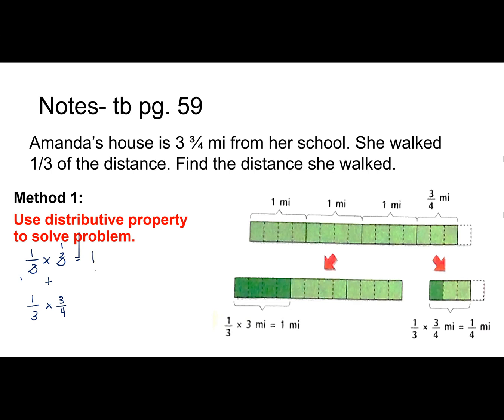Cameron? Good. We can cross cancel down here too. 1/3 times 3/4. We'll divide both of those 3's by 3 and we'll get 1. And what's the answer there? 1/3 of 3/4. You probably visualize that. Piper? 1/4. Now we want to add those. And when we add those, 1 plus 1/4, we're going to get the distance that she walked as 1 1/4 mile.